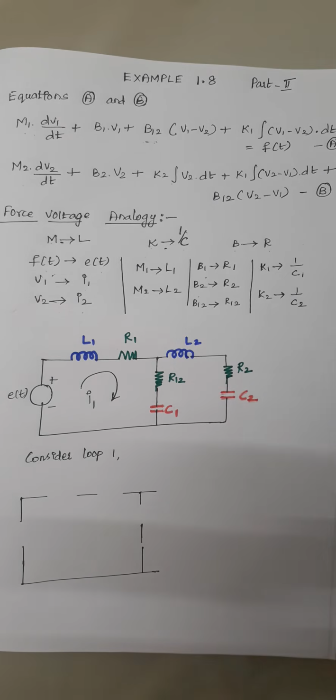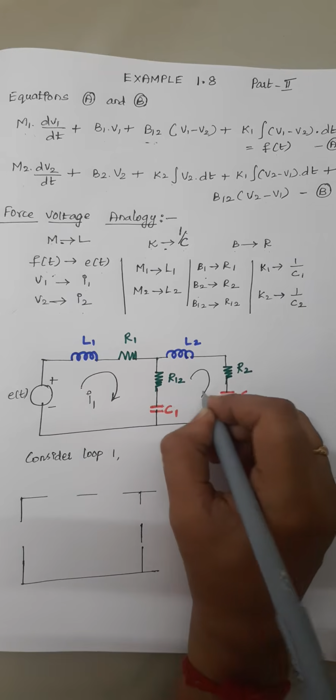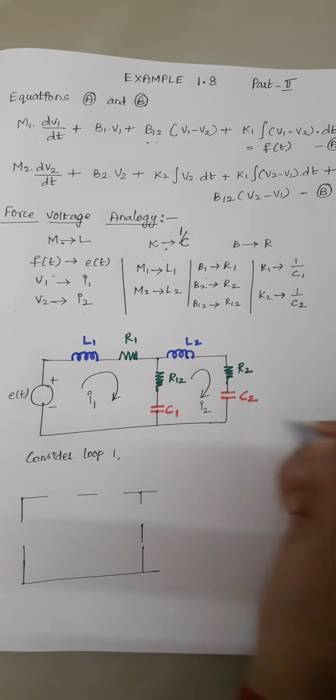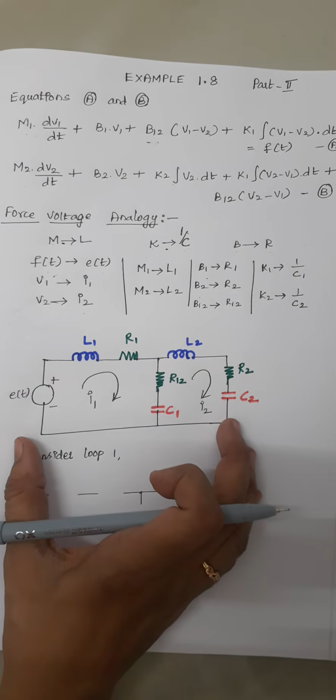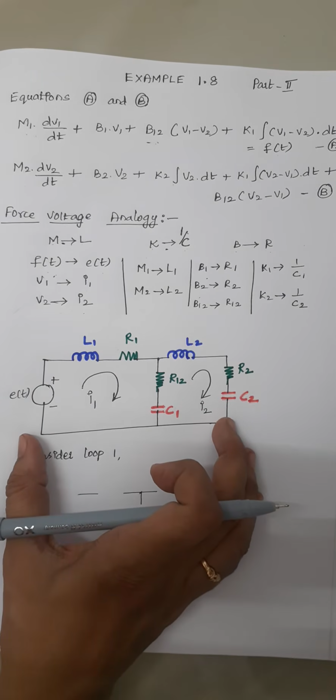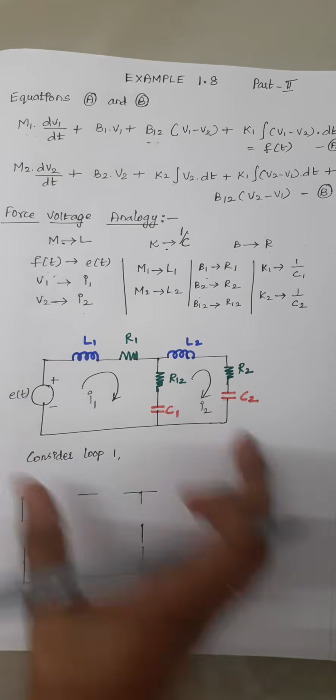This is our second loop, and I2 is the current which is flowing through the second loop. Hope you are clear with this, right? If you have any doubt, just let me know in the comment section.